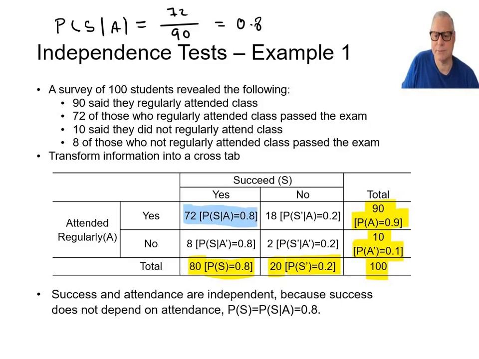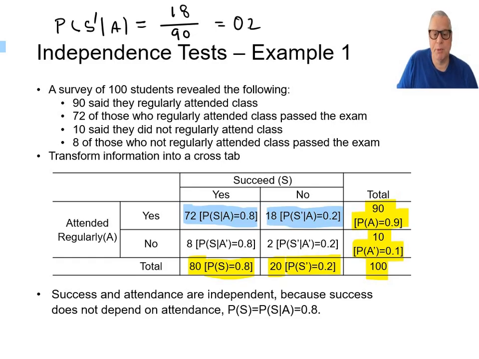Okay, so that's this one. Well, then that implies that 20% of those who regularly attend did not pass. So we can write the probability of no success, S prime, given that they attend. So that is 18 over 90, which is 20%, or 0.2. Okay, so now we are done with these.